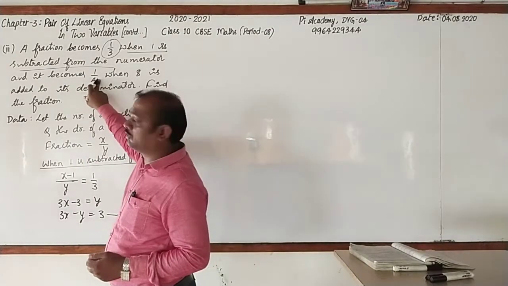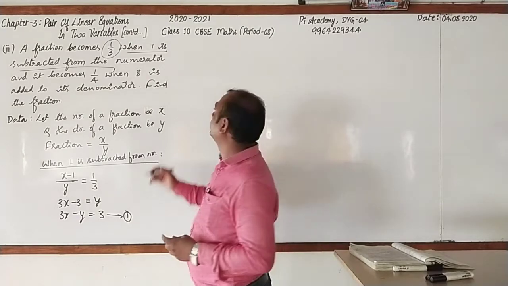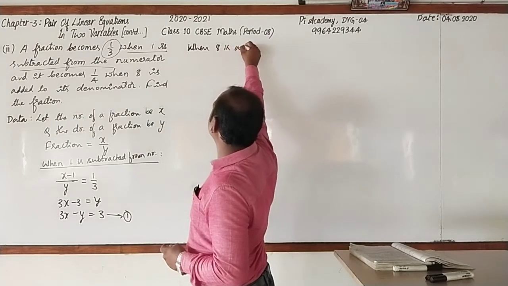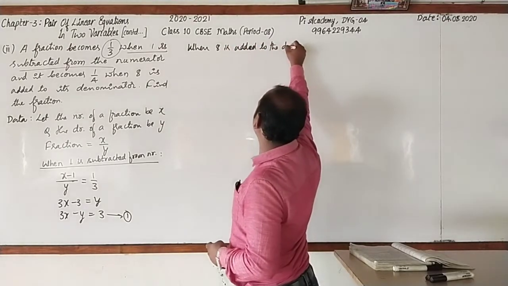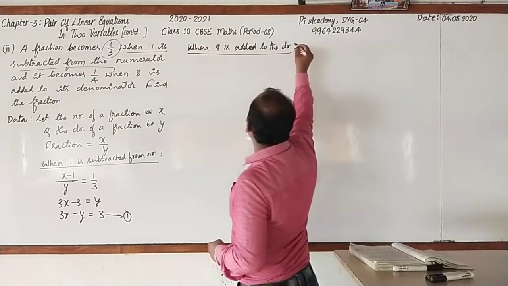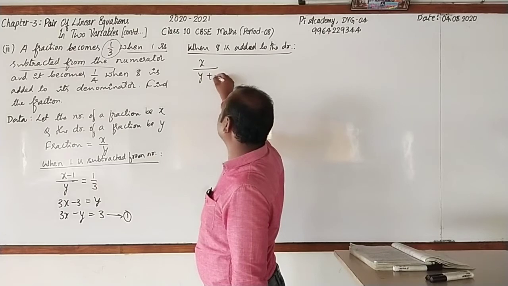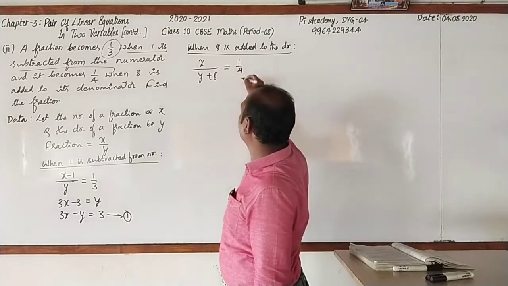It becomes 1 by 4 when 8 is added to the denominator. Here I'll write, when 8 is added to the denominator, it is x by y. Let us go for adding 8 to the denominator. Then the fraction becomes 1 by 4.